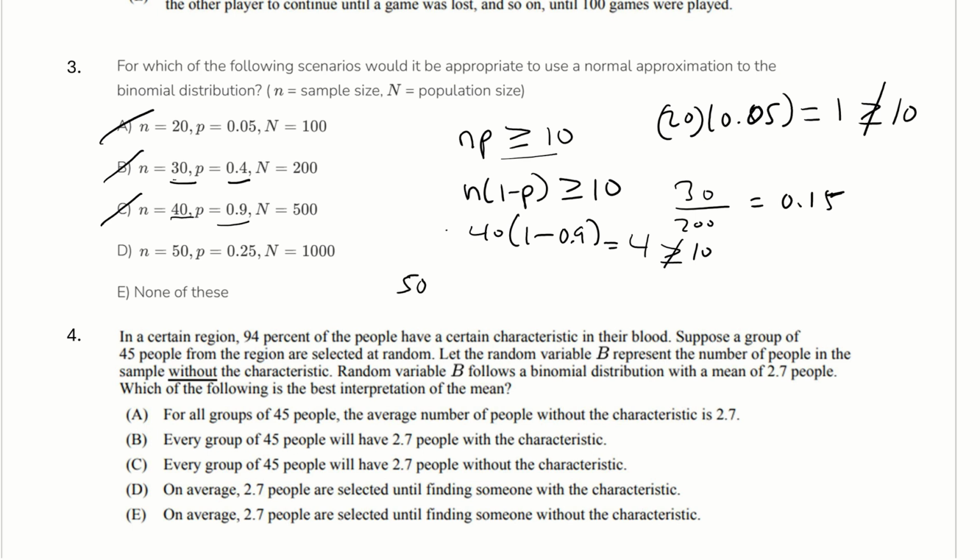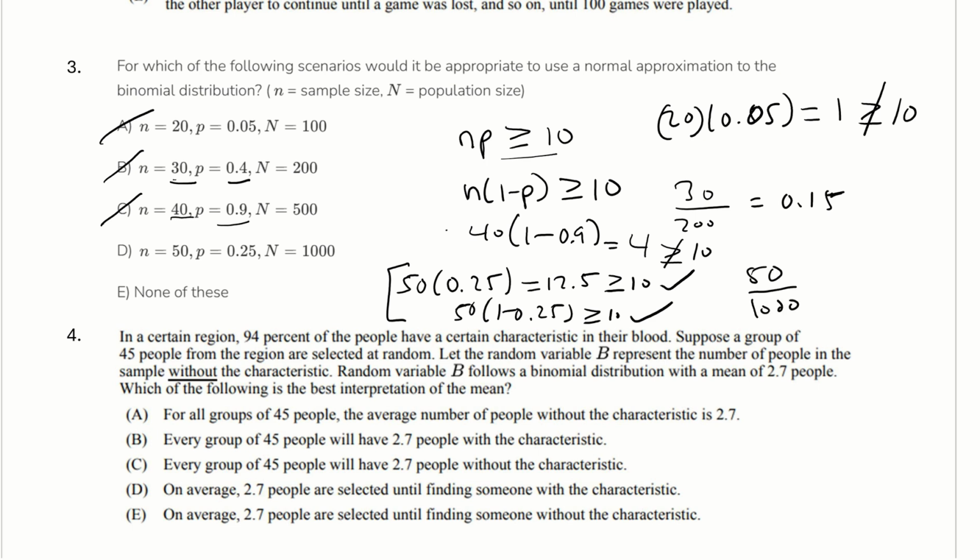Now D, we got 50 times 0.25. That's 1/4 of 50, so 50 divided by 4 is 12.5. So that manages to satisfy it. And then 50 times 1 minus 0.25 is also greater than or equal to 10, so it satisfies that. Does it satisfy the 10% condition? 50 out of 1,000 is 5% of the population. So that's good, it satisfies both conditions. It's got to be D.